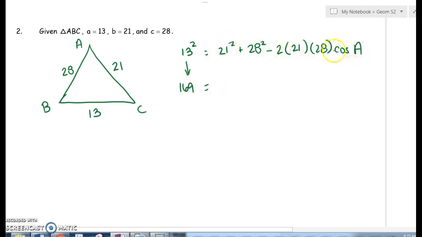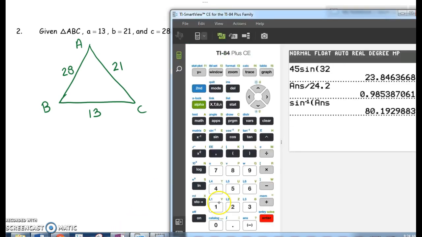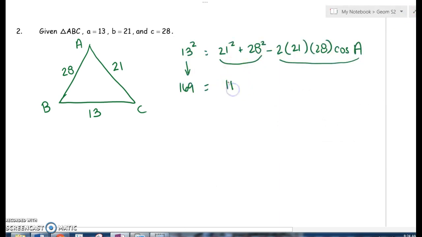Now you have to realize that 21 squared plus 28 squared, you can combine those together. You cannot combine all three of these terms together because this last term has a cosine and these other ones don't. So we're going to simplify 21 squared plus 28 squared. If you do that on your calculator, you're going to get 1,225.